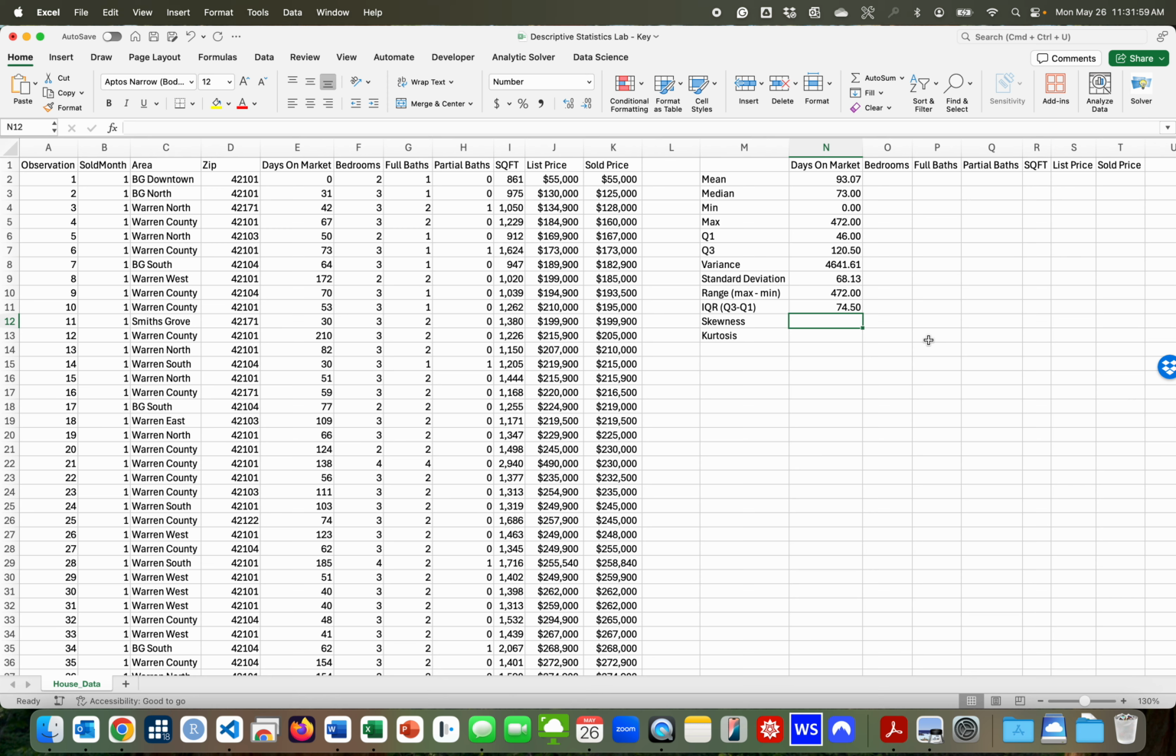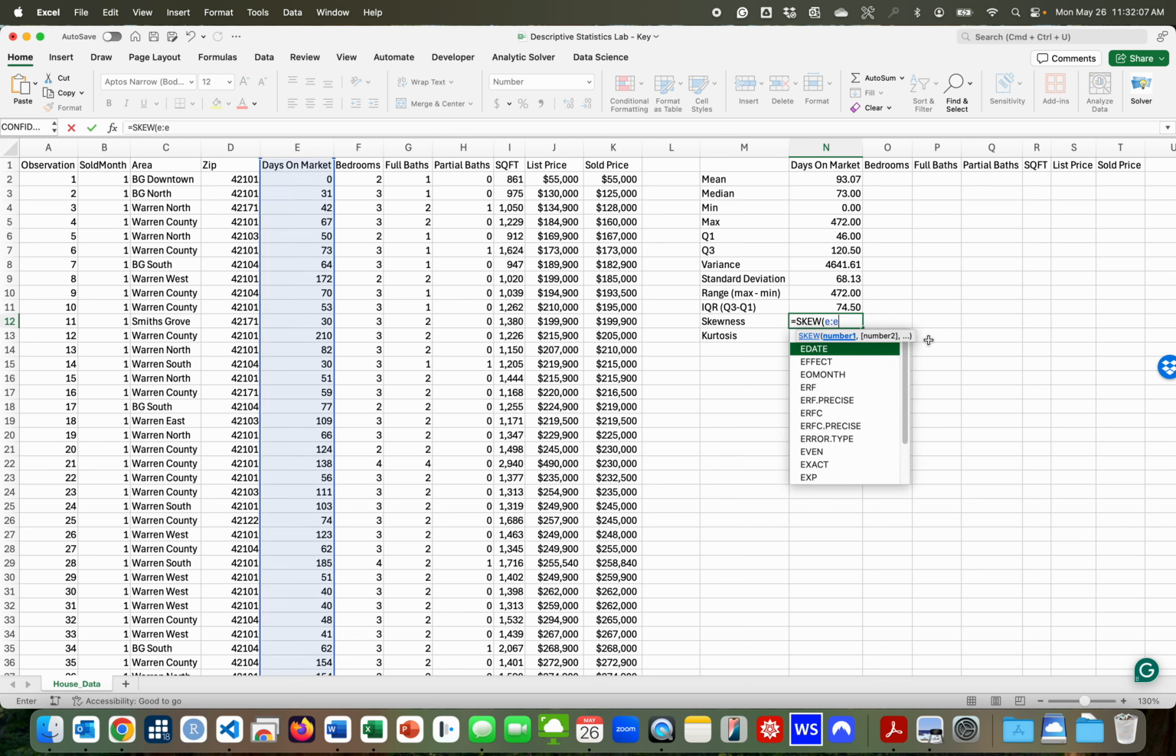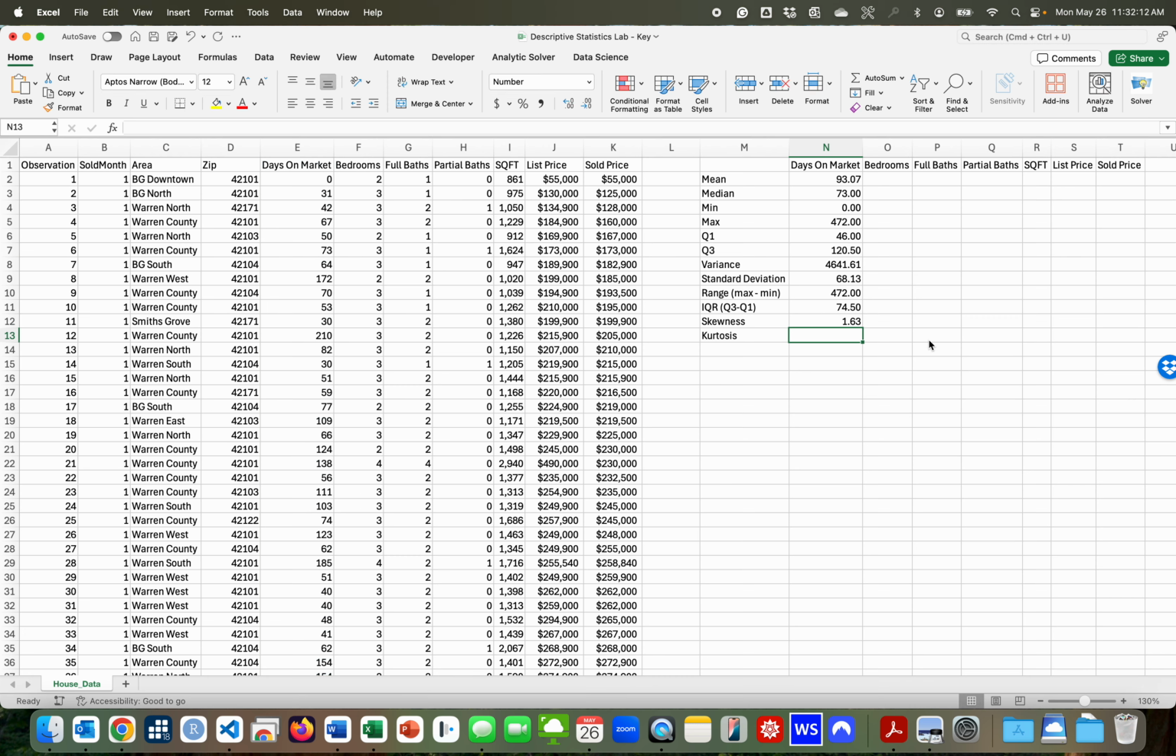The skewness, we're going to do skew. You get a skew and skew.p, just use skew. And that's going to be E colon E as well, since we want the days on market. Hit enter. So the skewness is 1.63.